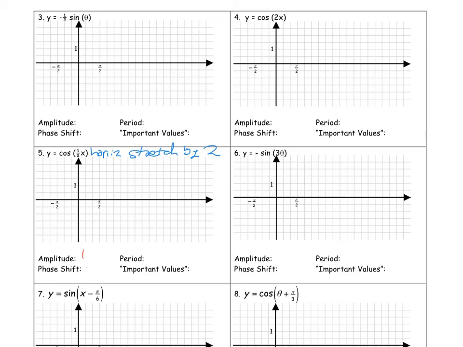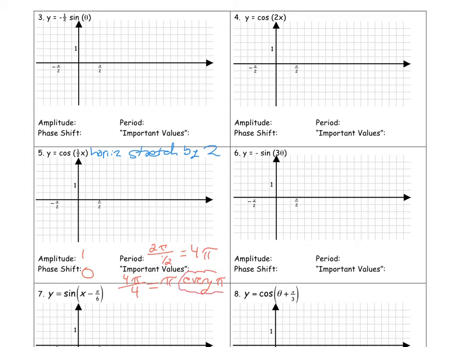Phase shift, still 0. I'm not adding and subtracting. See number 7, see number 8. That's where we get to worry about phase shifts. Not yet. Period. Period is 2 pi over b. Well, this time we actually have a value of b, right? We have 2 pi divided by 1/2. Well, 2 pi divided by 1/2, that's 4 pi. Important values. The important values appear at period divided by 4. So I'm going to take 4 pi divided by 4, and that means that this time the important values appear every pi units.